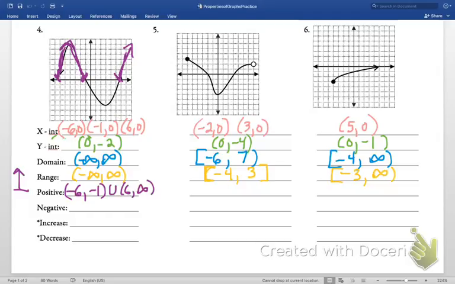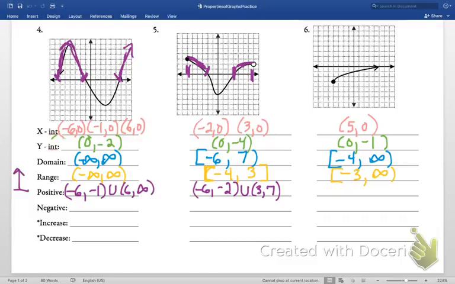Okay, let's look at number 5. Where is it above the x-axis? So just kind of start coloring. It's above the x-axis right in there. And then on the other side, above the x-axis. So now let's write those down. It goes from -6 to -2. And then from 3 over to 7.